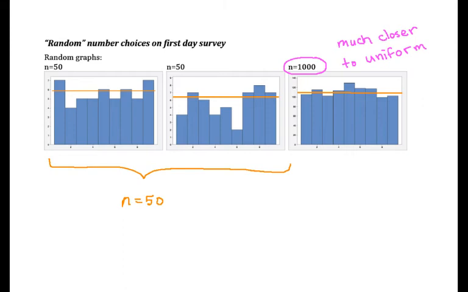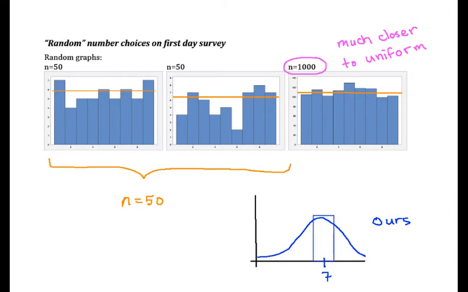And as we know from what we just looked at, ours was not random at all and looked much more like this, where this here is 7, right? And we had lots and lots of people saying 7 is the most random number.